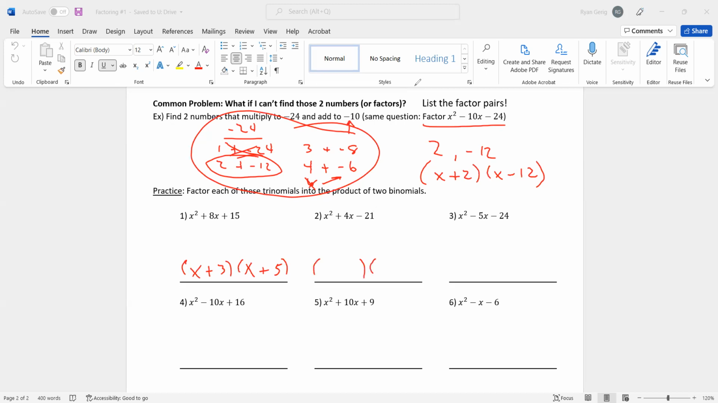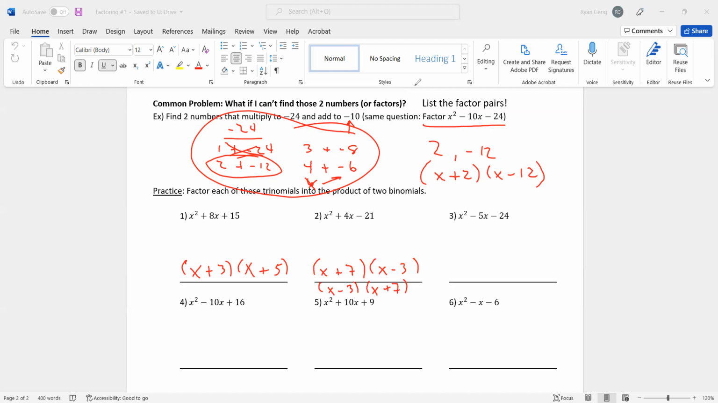Next one. Notice the -21. So I need two numbers that multiply to -21 and add to 4. Well, that would be 7 and -3. 7 plus -3 is +4. Got to make sure that negative's in the right spot. I'll see a lot of people write x minus 7, x plus 3. That would be wrong. Another way of writing this answer and be correct would be x minus 3, x plus 7. The order doesn't matter, but which number has the negative does. Hope that makes sense.